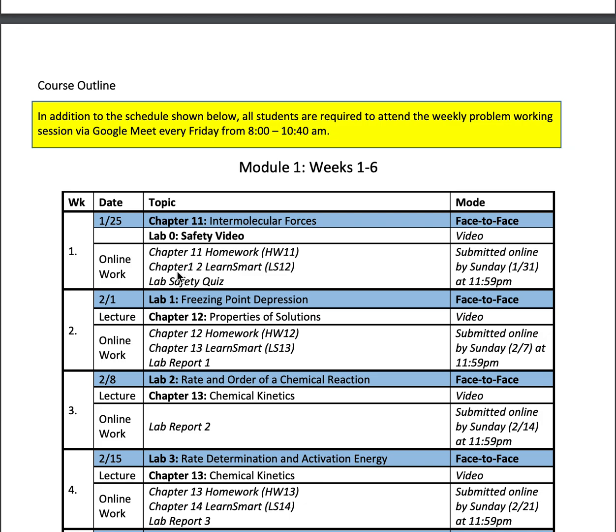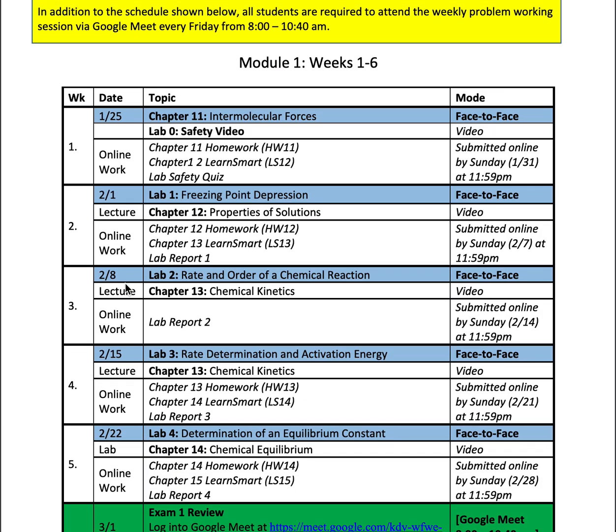Okay, now you can see the course is broken down by week, and each week there's going to be an online component and there's going to be a face-to-face component. Typically speaking, the face-to-face component is going to be a laboratory activity except for the first week. And then after that, you can expect the face-to-face meetings being labs.